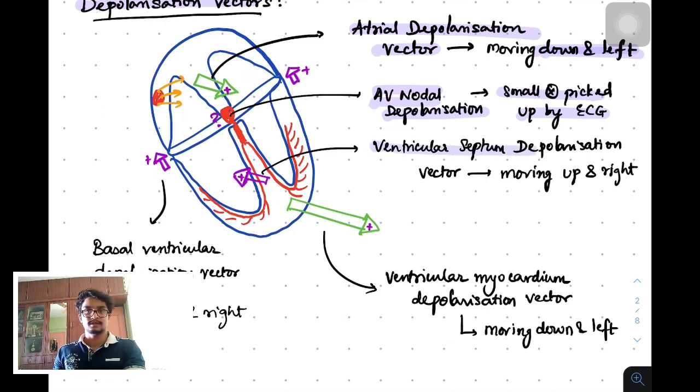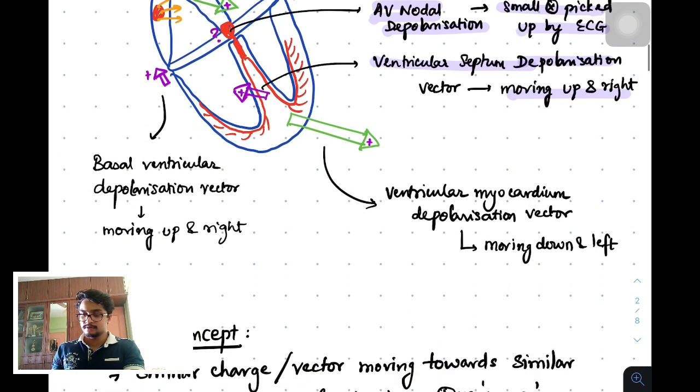First the ventricular septum depolarizes, and as we saw earlier, the left side of the septum depolarizes first, and from there the wave moves towards the right side and up. So the ventricular septum depolarization vector is moving from left towards right and up. Then there is the ventricular myocardium depolarization vector, which means the ventricular myocardium as a whole is depolarizing.